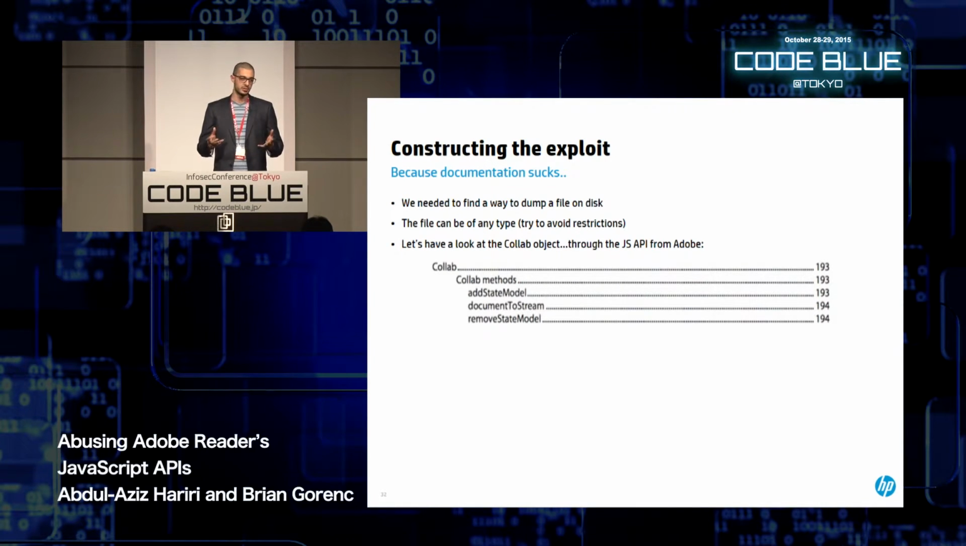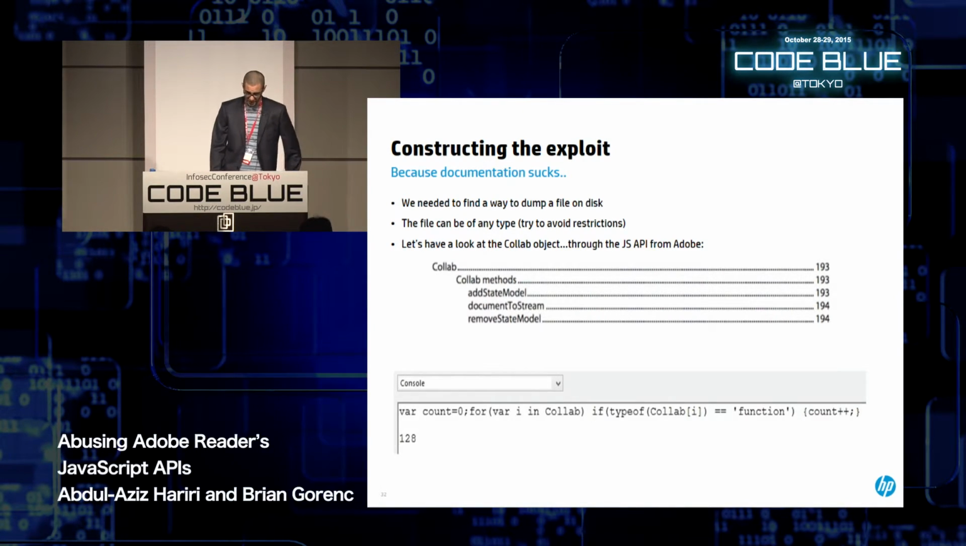I was kind of curious, so I went back to Adobe Reader inside the console and wanted to dump all the methods, just to make sure that Adobe has everything documented. Basically, this is what I got. I found out that collab has 128 methods. So if we do the math, it's basically 125 undocumented methods.